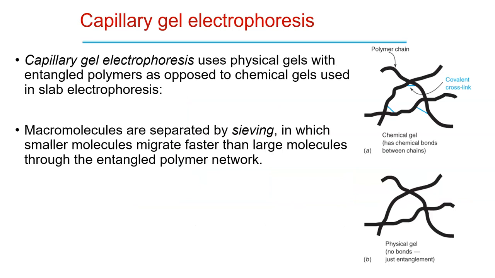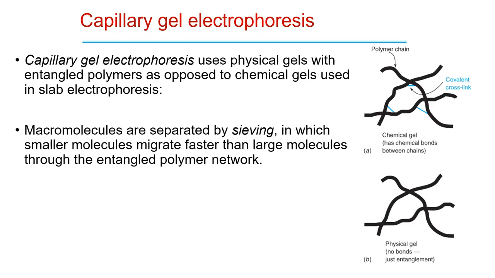Now, another cool thing we can do, which again, if you've been in biochemistry and advanced biology courses, you probably know a lot about, is capillary gel electrophoresis. So again, this gets us back into our SDS-PAGE territory. We have capillary gel electrophoresis, which uses physical gels of entangled polymers. What this is going to do is you've got this covalent cross-linking, so this is kind of making one big gel sieve.